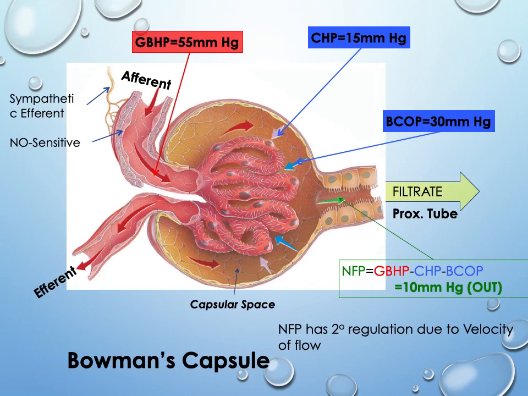We will also have an osmotic pressure that is lower in the capillaries than within the capsule itself, which gives us a net filtration pressure of about 10 millimeters of mercury. That 10 millimeter mercury pressure difference is enough to allow us to form the filtrate, which will head into the proximal convoluted tubule to eventually form the urine.